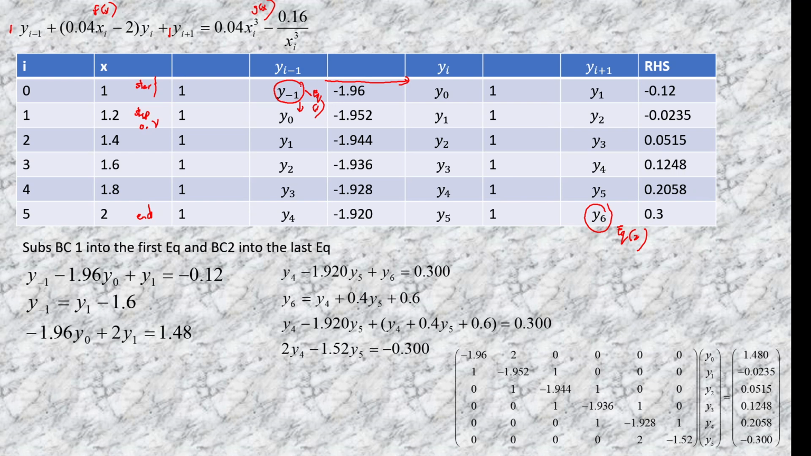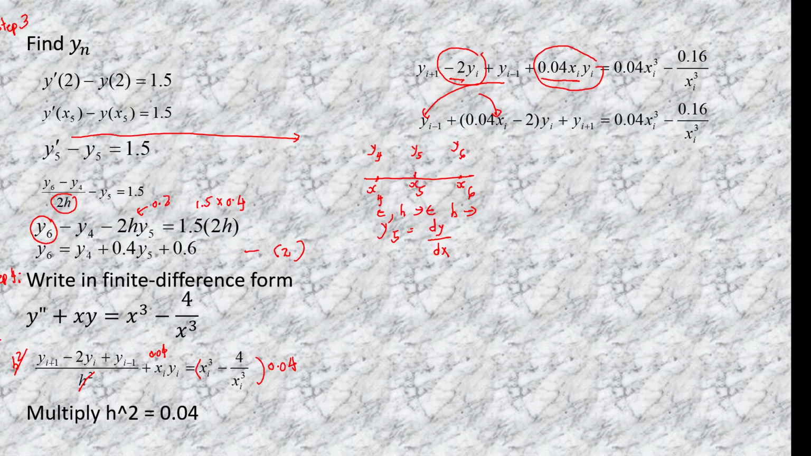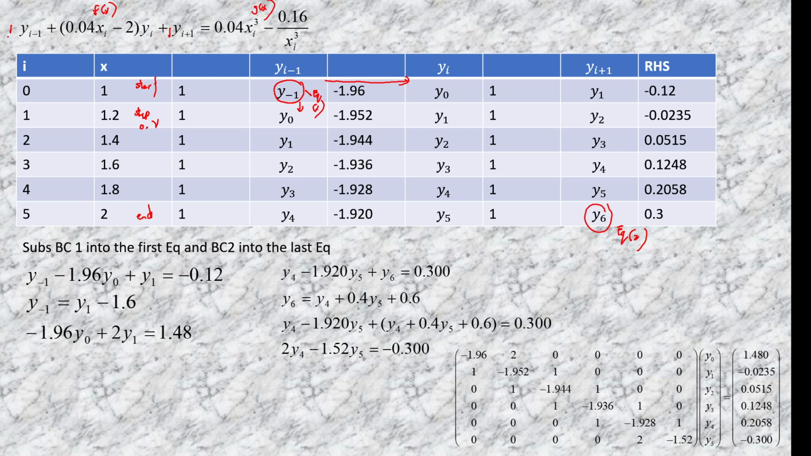So we have tabulated all the coefficients for yi minus 1, yi plus 1, and the right hand side. After that, the next step, just now up to step 1, 2, 3, 4. This is step number 4. Let's say this is step 5. Let's say your table here, you can represent as step 5. This is step 6.